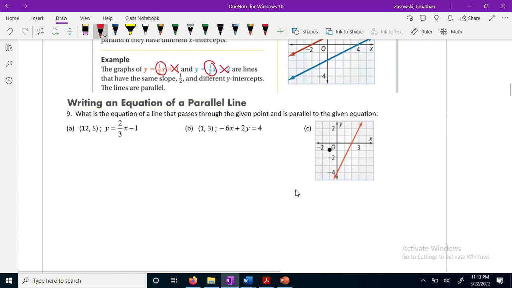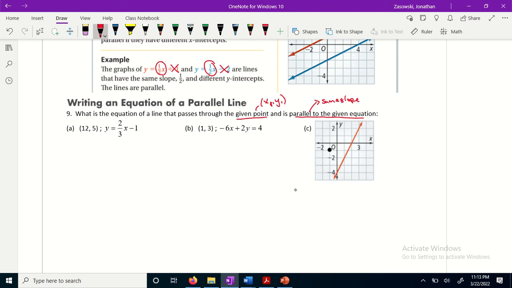All right, so let's look at number 9a here. What is the equation of a line that passes through the given point? This point they're giving us is on our line, and it has to be parallel to the equation that's given. So this tells us, number one, that if the point is on the line, we're going to treat that point like x1, y1 in our point slope formula. The other thing is that if it's parallel to the line, they're going to have the same slope. So whatever the slope of that line is, our slope is going to be the same as that.